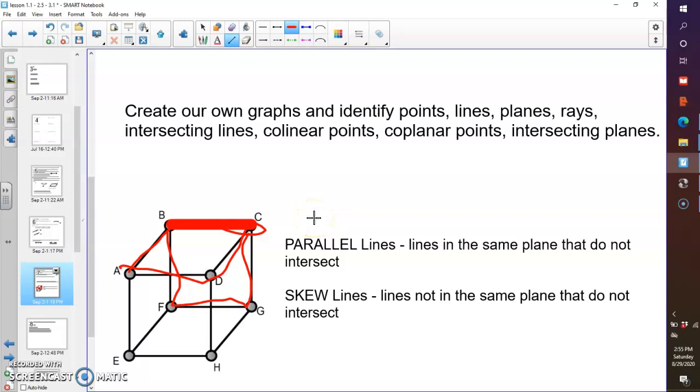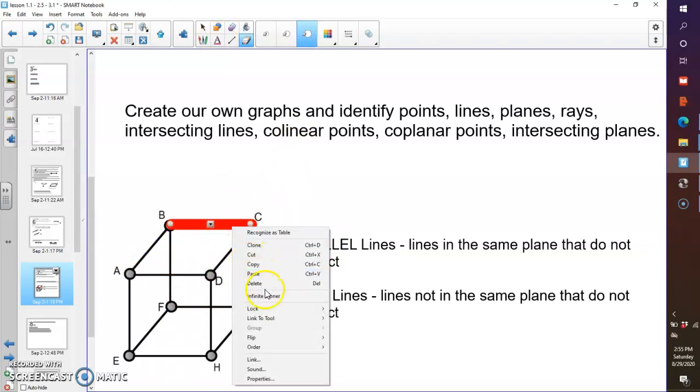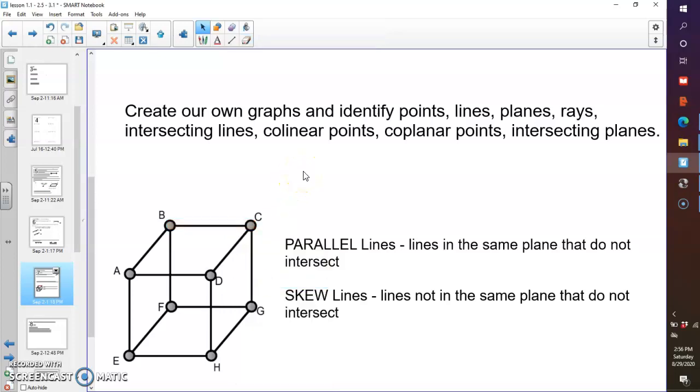Now, we have two other types of lines that we need to discuss. And those two lines are called parallel lines, and skew lines. So lines that intersect, we just say they're intersecting lines and they share a point. But parallel lines and skew lines have something in common and something that's not in common. Parallel lines, while they don't intersect, are on the same plane. Skew lines, while they don't intersect, are not on the same plane.